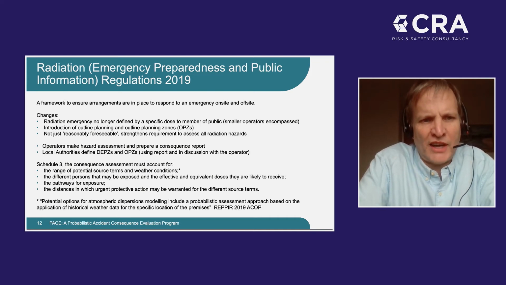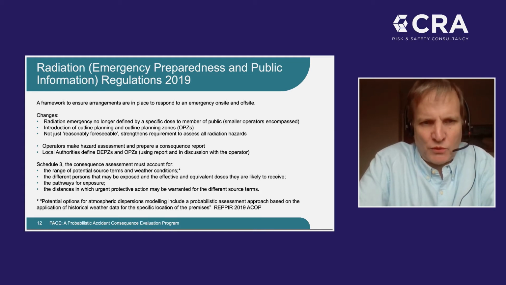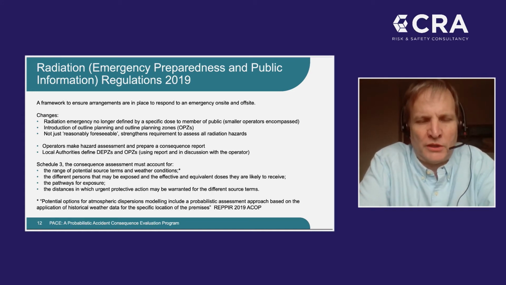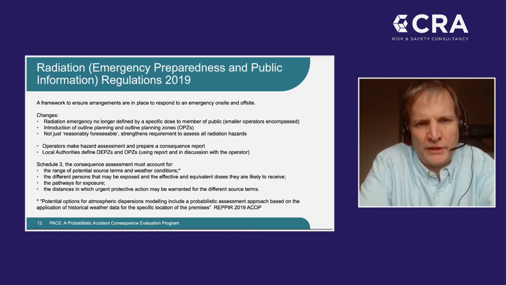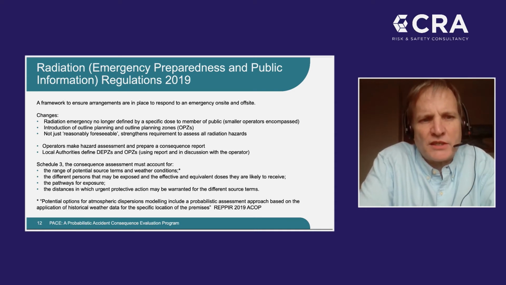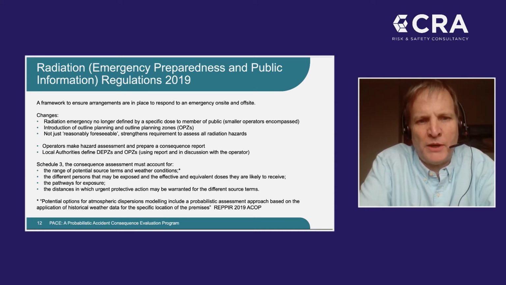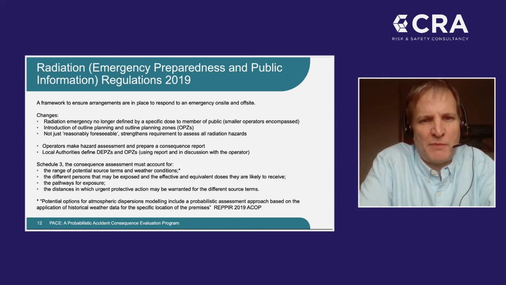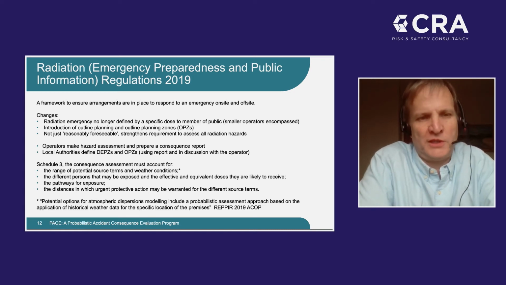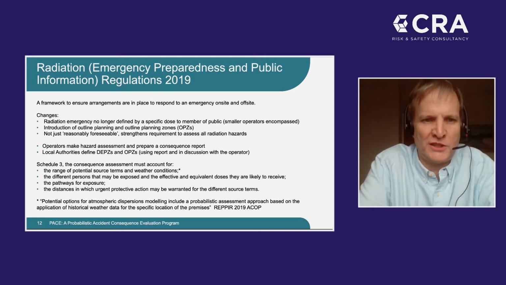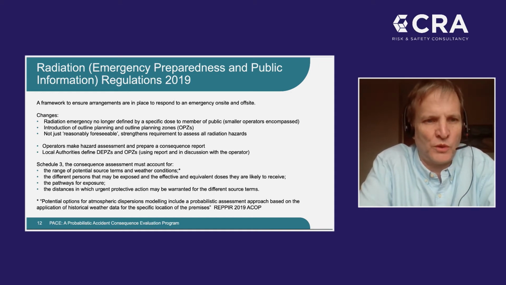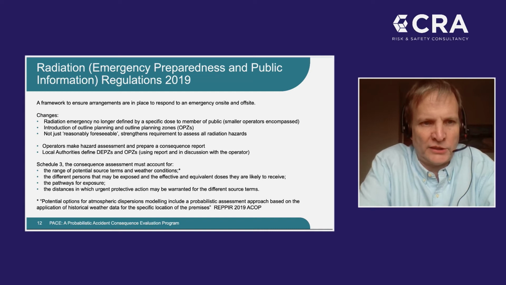They introduce this idea of outline planning zones, and we're not just looking at reasonably foreseeable events; we might be looking at larger but much more unlikely kinds of event. Operators make the hazard assessment and prepare a consequence report, and this is passed to the local authority. It is the local authority that defines the detailed emergency planning zones in these new outline planning zones, using both that report and in discussion with the operator and anyone else they need to discuss with.